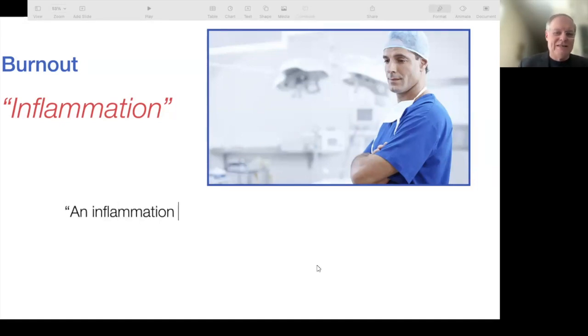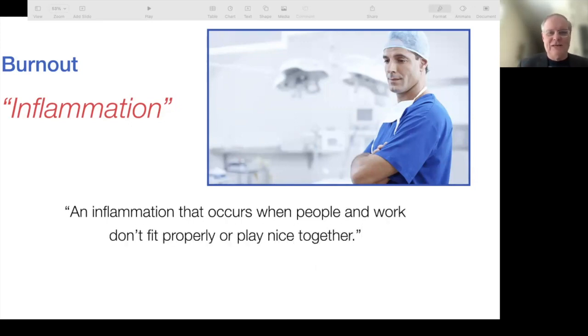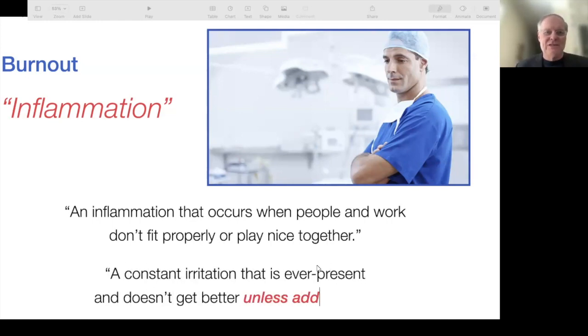And so burnout is like an inflammation that occurs between people and work. I like to say when they don't play nice together or they don't fit properly. It's a constant irritation, and the only way burnout changes is if you address what's causing the burnout. And we're going to look at that.